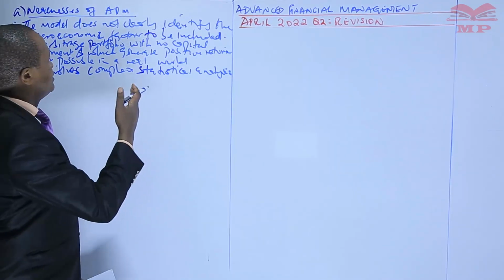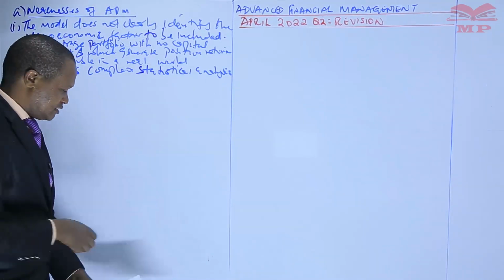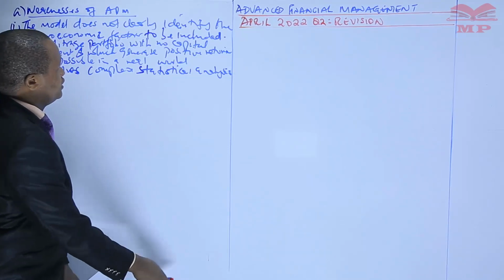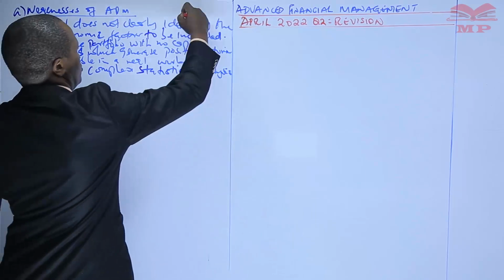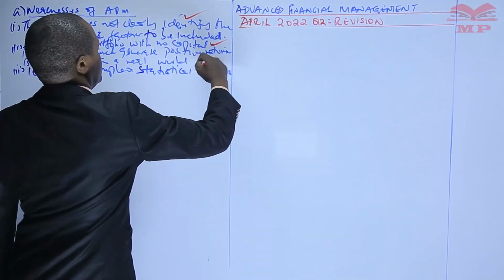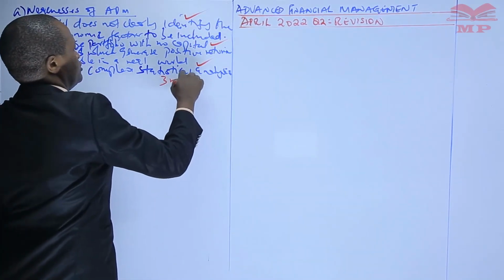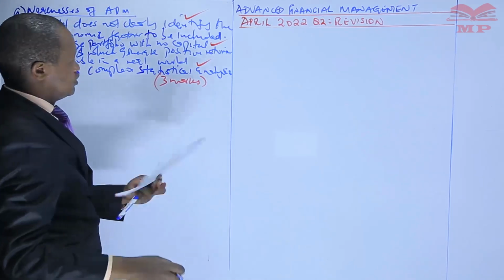So these are three weaknesses of the APM theory, 3 marks. 1, 2, 3, 3 marks.